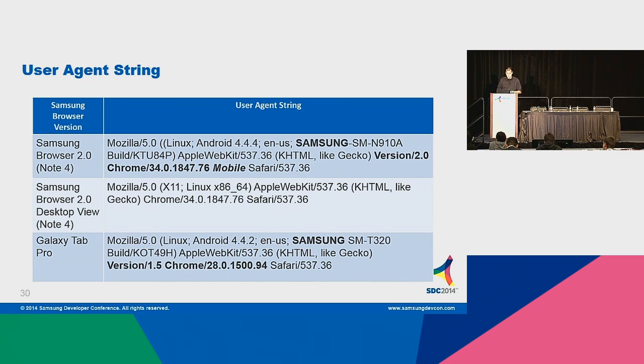In the middle, that's a user agent string for something that we call the desktop view. Users can flip this flag, and then Samsung browser, and also other browsers, essentially pretend to be a Linux desktop browser, hoping that you're serving desktop content for that request. This is how we enable end users to see desktop-grade websites in the browser.